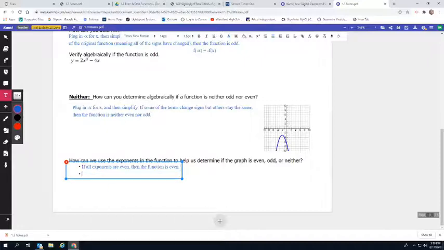All right, if all exponents are odd, then the function is odd. And if exponents are even and odd, then the function is neither. I'm going to show you what I'm talking about by writing some example functions.